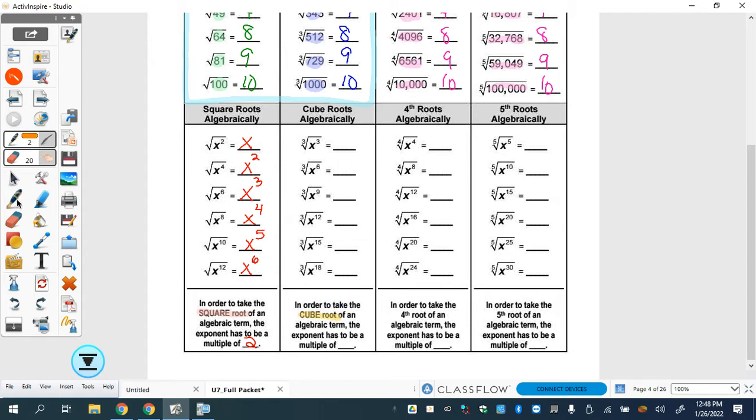So for our cube roots, in order to take the cube root of an algebraic expression, the exponent has to be a multiple of 3. If it is a multiple of 3, it is a perfect cube. So again, because I'm taking the cube root this time, I have to be able to divide the exponents all by 3. So for that first one, 3 divided by 3 would give me my x to the first. 6 divided by 3 would give me x squared. 9 divided by 3, 12 divided by 3, 15 divided by 3, and then 6 divided by 3.